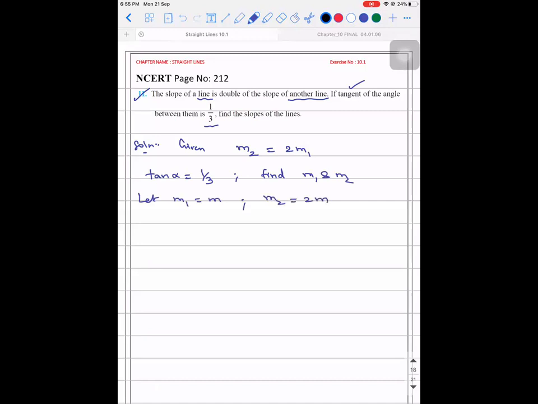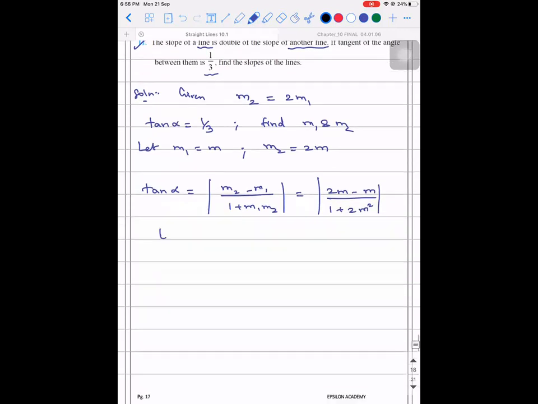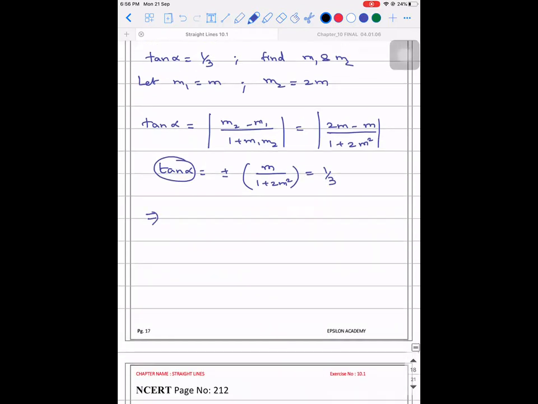So what is the formula for tan theta, the tangent of the angle between two lines? It is modulus of m2 minus m1 divided by 1 plus m1 m2. So m2 minus m1 is 2m minus m, divided by 1 plus 2m square. So tan alpha is equal to plus or minus m divided by 1 plus 2m square. But what is tan alpha? It is given as 1/3. So m divided by 1 plus 2m square is 1/3, or minus m divided by 1 plus 2m square is 1/3.